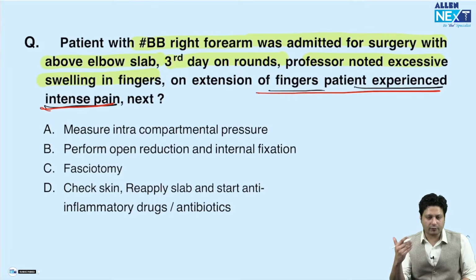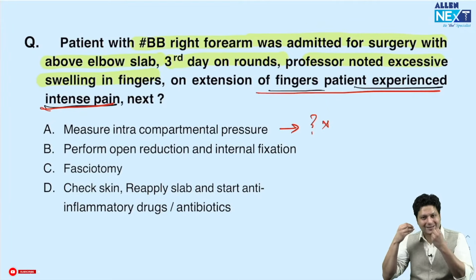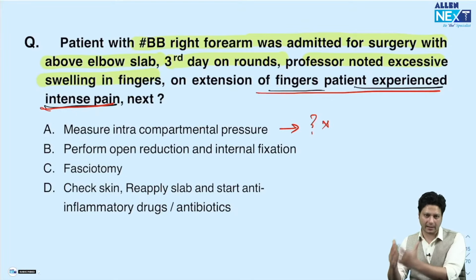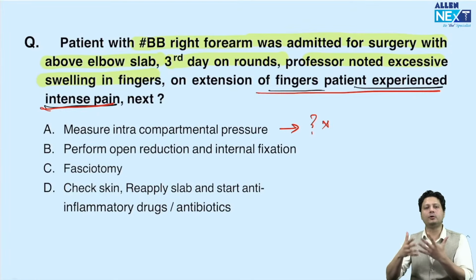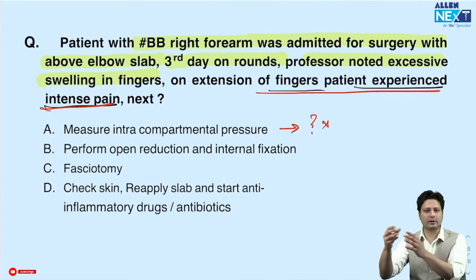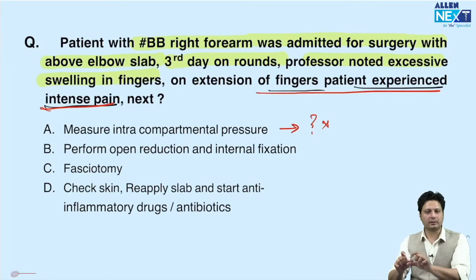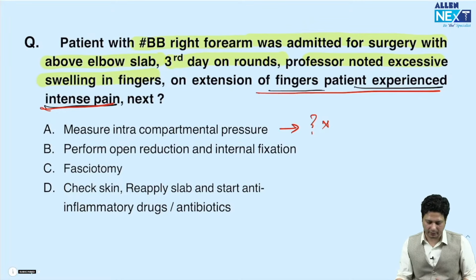All right. So if you look at the options, point number 1, measure the intracompartmental pressure. Obviously not. There is no role of measuring the intracompartmental pressure if you are suspicious that possibly the patient will be landing up in compartment syndrome. It's not going to help you out in the management, all right? You don't waste your time in the measurement of the intracompartmental pressure. You just start management in order to prevent the development of the established compartment syndrome.